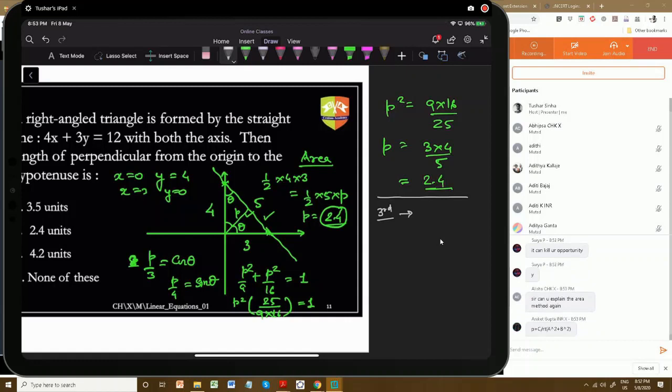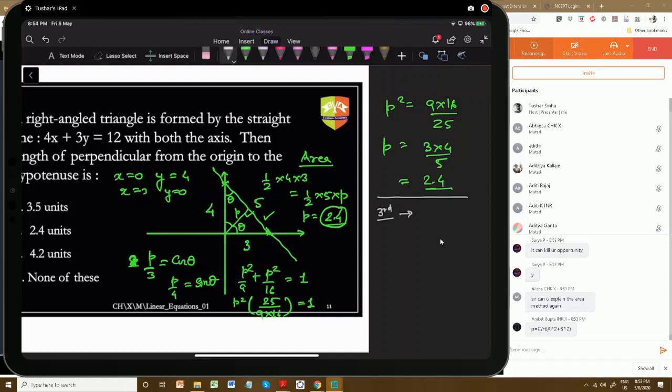Yes, how does this form come, Aniket? There is something called the perpendicular from the origin and the line form. It's a typical form where you can convert any linear equation, which you learn next year in coordinate geometry. So that method I'm skipping. I'm just telling you the area method once again.